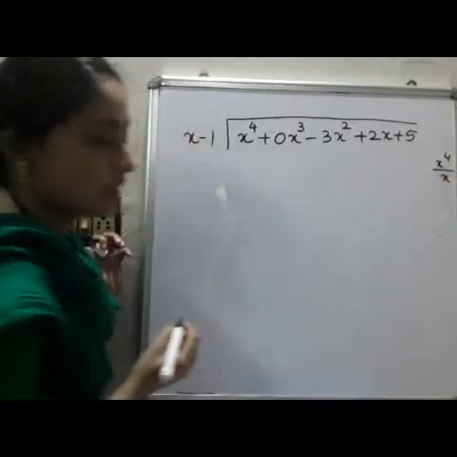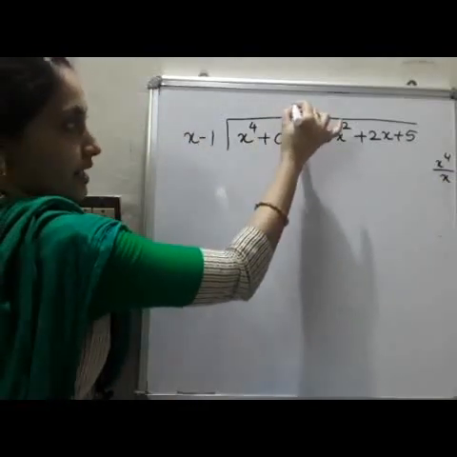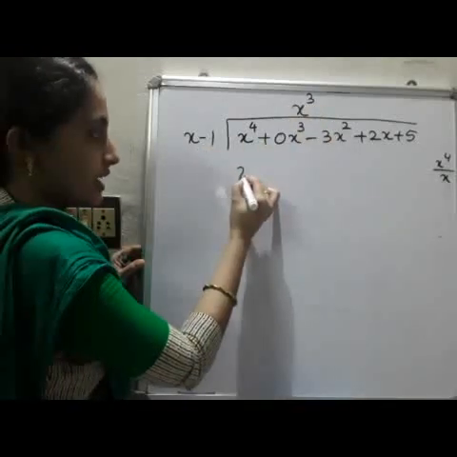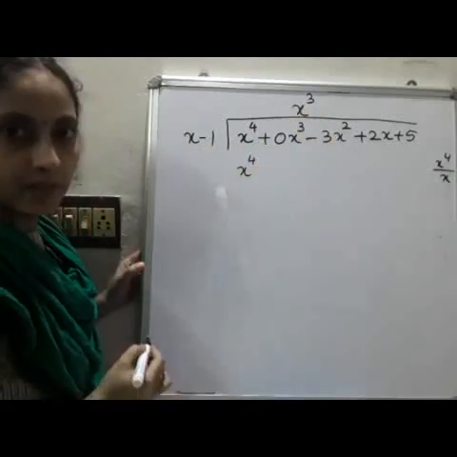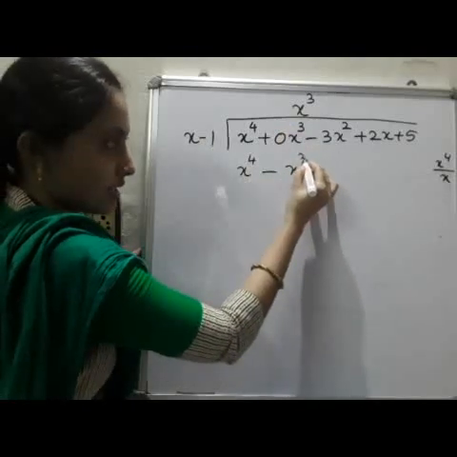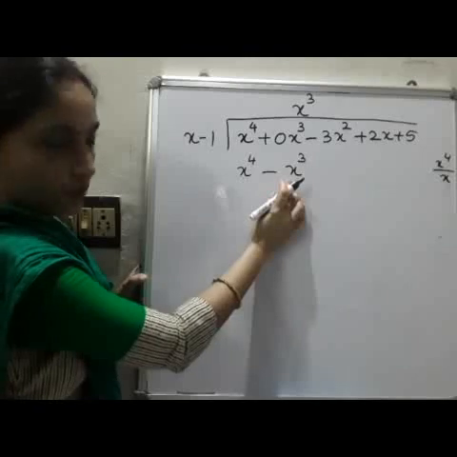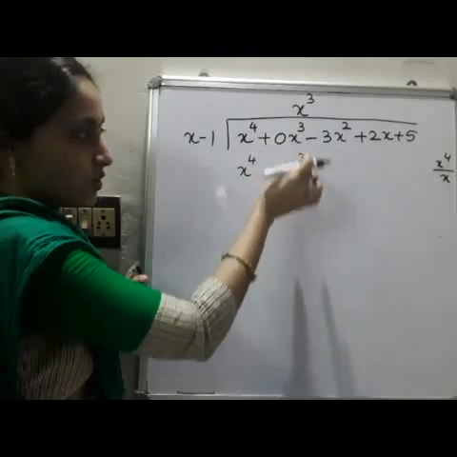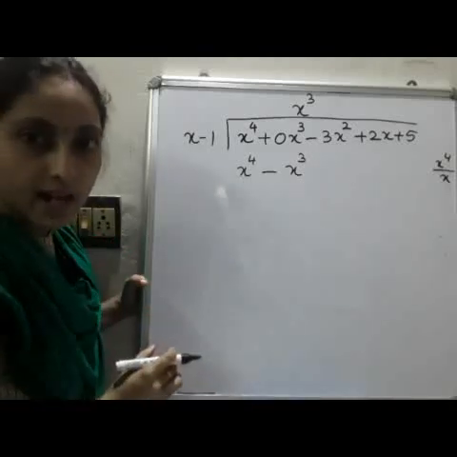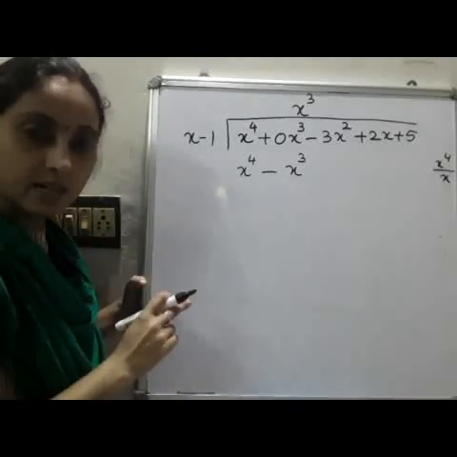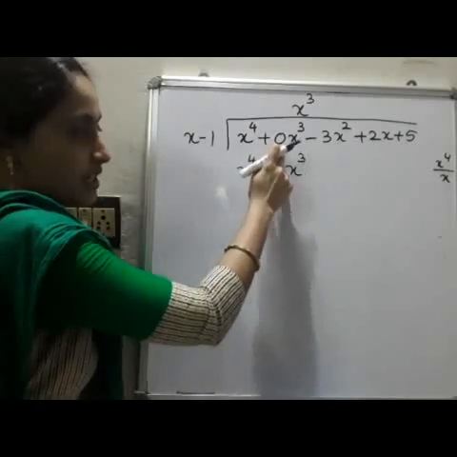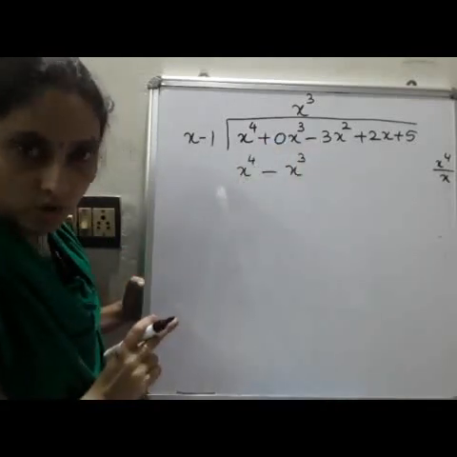What is the answer? Yes, x cube. So you have to write x cube here. Okay, then x cube into x is what? x raised to 4. Okay, x cube into minus 1, that is minus x cube. Listen here please. Minus x cube. If you didn't write this term here, then it will not be added. That is, from that step itself, your answer will be wrong. That's why I am saying you have to write plus 0 x cube.